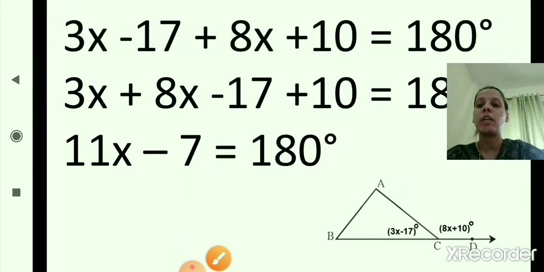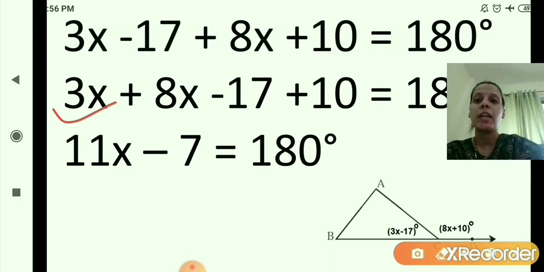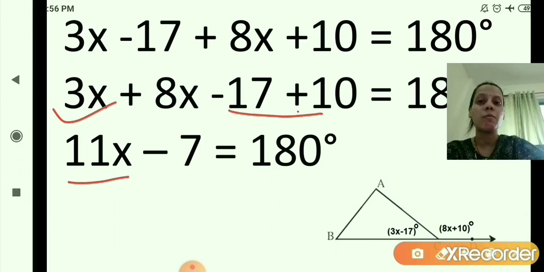We will write 3x plus 8x together and minus 17 plus 10 together is equal to 180 degrees as it is. So 3x plus 8x, do the addition: 11x. Minus 17 plus 10, so do the subtraction. 17 minus 10 is 7, and the bigger number's sign is minus. So in the answer you will write 11x minus 7 is equal to 180 degrees.